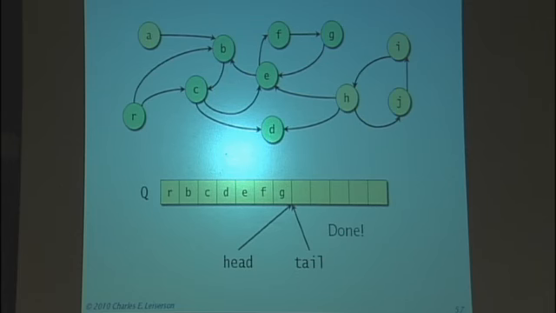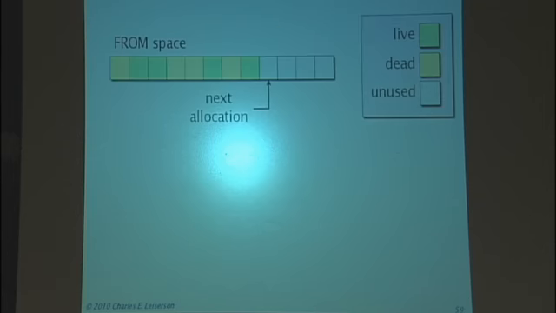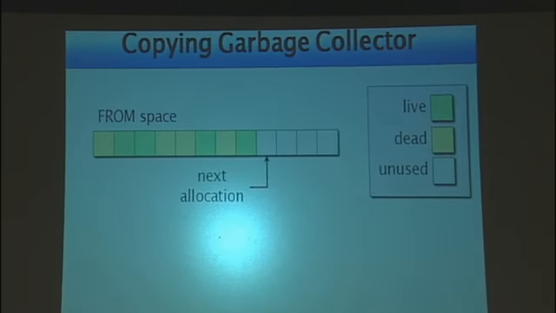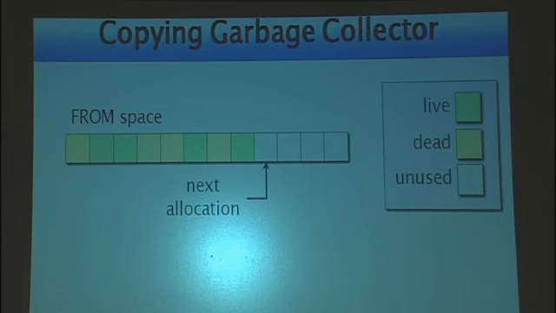Okay? And so the idea is we're going to take advantage of that property that when I do breadth first search, that the queue, when I'm done, I put every object in there. Okay? So all the live vertices are placed in contiguous storage in the queue. So this is the principle behind the copying garbage collector, okay, which is one of the more popular garbage collectors that's used. The idea is that as I'm executing, I'm going to have some live objects, okay, and some dead objects, and I'm going to have some place that I'm doing my next allocation at, okay?